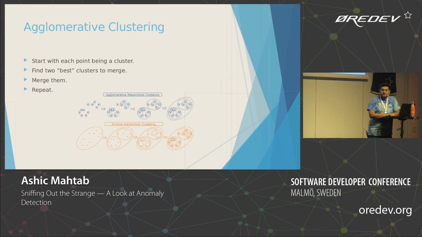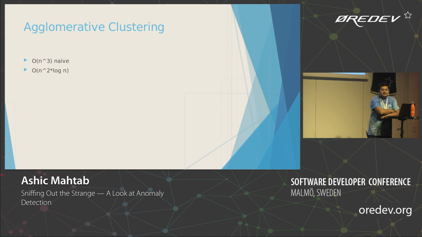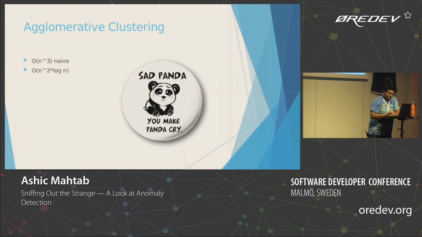This is very easy to implement. But the problem is that it's an order of n³ operation for a naive implementation, or an n² log n operation for an optimal implementation. And you can't get better than this, because each cluster has to be compared with every single other cluster. And you can imagine if you have a lot of data and a lot of dimensions, this will be computationally very, very expensive. So that's where our other approaches come in.